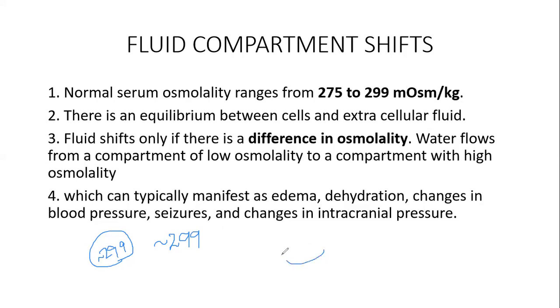Suppose you have another cell, but now its osmolarity is around 299, while the osmolarity outside the cell is around 200. As you can see, there is a difference. The osmolarity inside the cell is increased. That means the fluid inside the cell is more concentrated than outside the cell. Hence, water will move inside the cell.